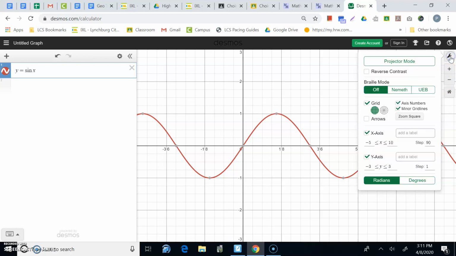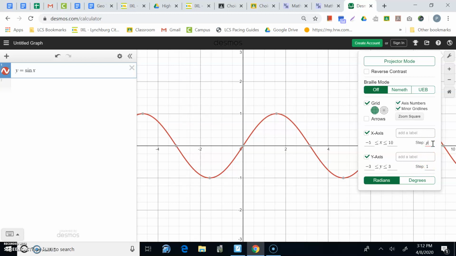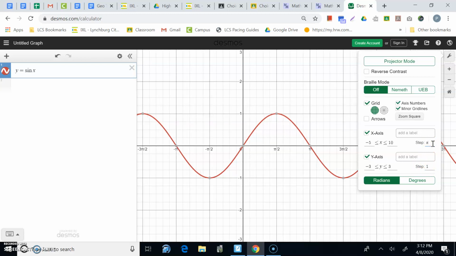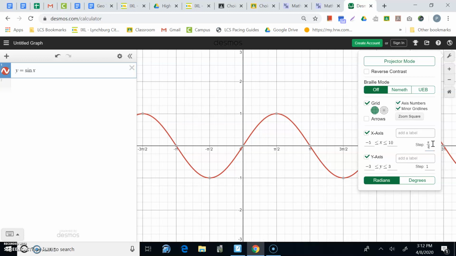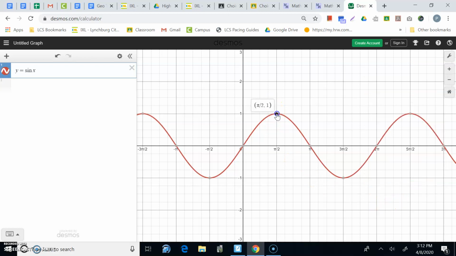Of course, if you want to neaten up your graph even more, one more thing that you can do is just set your step on the radians equal to pi over 2. And it should show you all the key values. And sure enough, there they are. Same thing would work with cosine just fine. So that's the gist of how you would want to graph using Desmos.